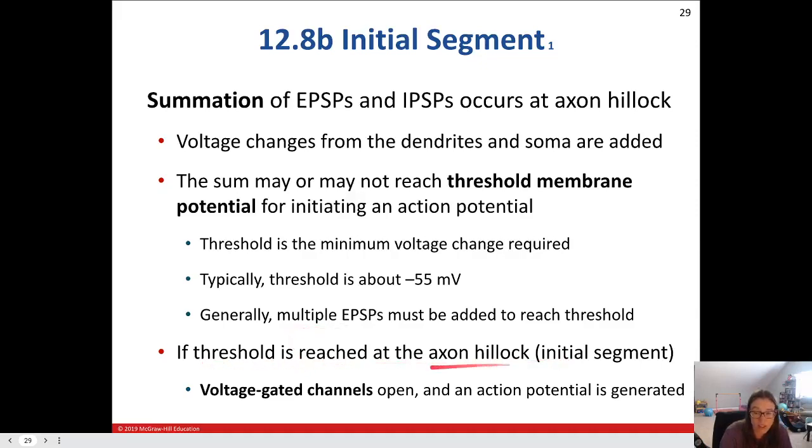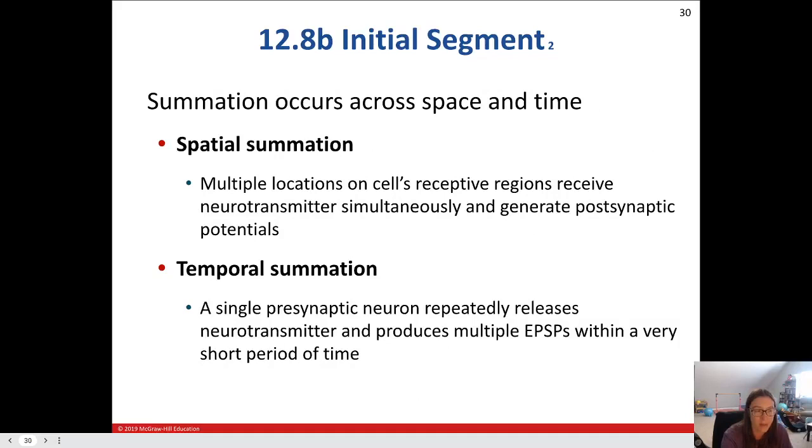So if threshold is reached at the axon hillock, which is the initial segment, then that's going to cause voltage-gated channels to open and the action potential will be generated. And we'll talk more about exactly the special types of voltage-gated channels next time. And you guys remember it from muscle contraction, hopefully also. All right, so summation can occur both across space and time.